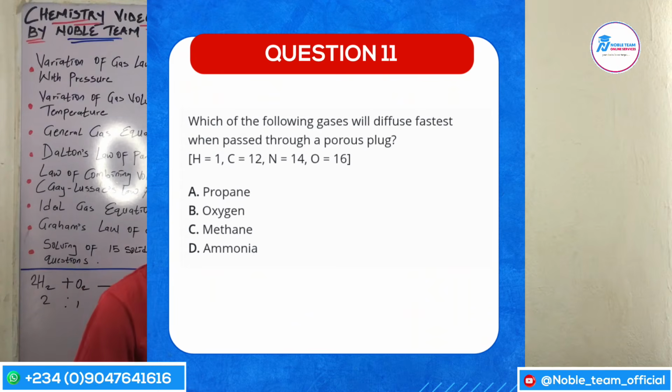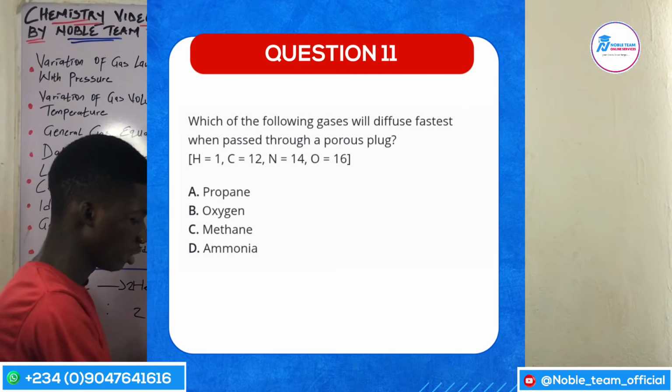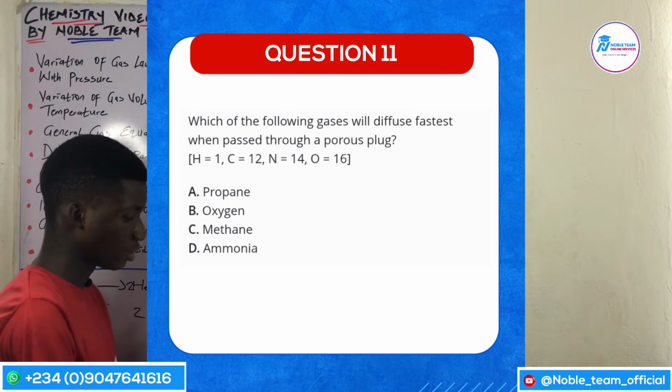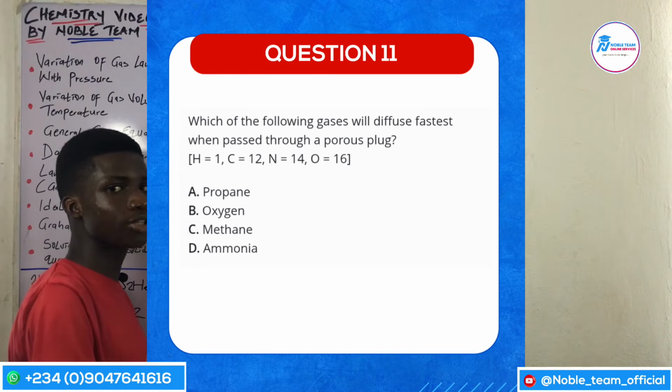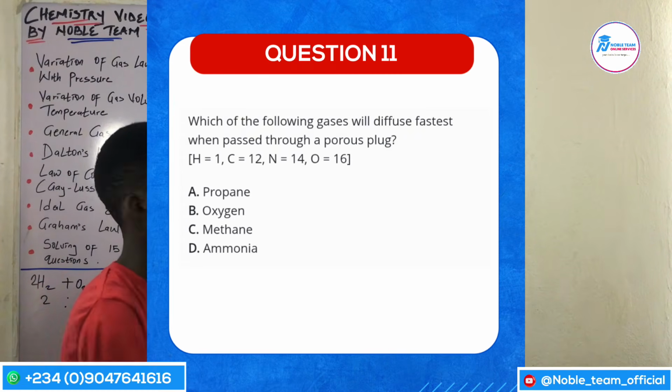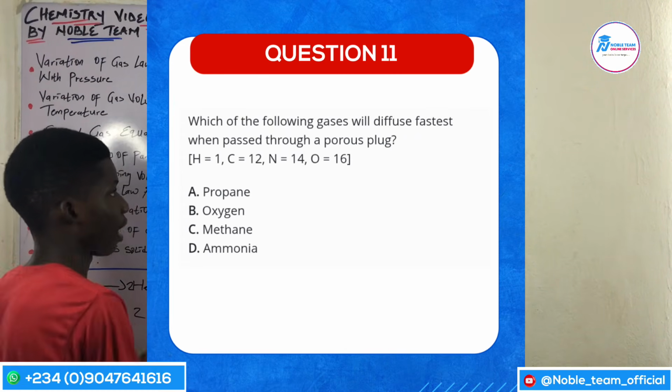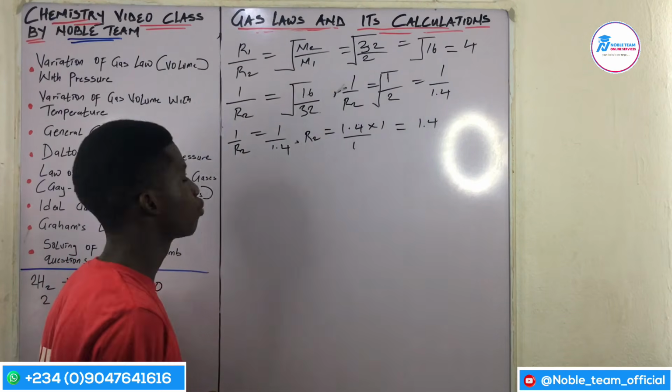We have H is equal to 1 hydrogen, carbon is equal to 12, nitrogen is equal to 14, oxygen is equal to 16. I want us to pay maximum attention here. They say, which of the following gases will diffuse faster? We have A, propane, oxygen, methane, and ammonia. I'm going to be solving for the relative molecular mass of each of these. So let's start with propane.